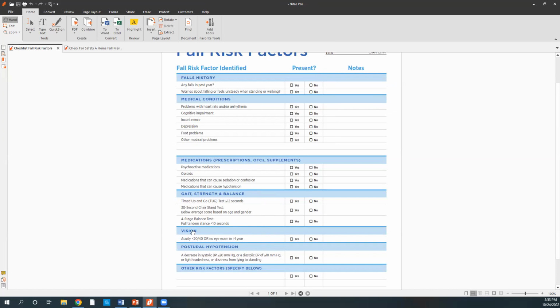Vision, are we encouraging our residents to get vision exams? Is it something where we provide information if there's a free community event, if there's a vision screen happening on our campus, do they know about it? Postural hypotension, anybody complaining of that lightness, dizziness from sitting to standing, and lying, making sure we're aware of those, and then any other risk factors that have been identified.